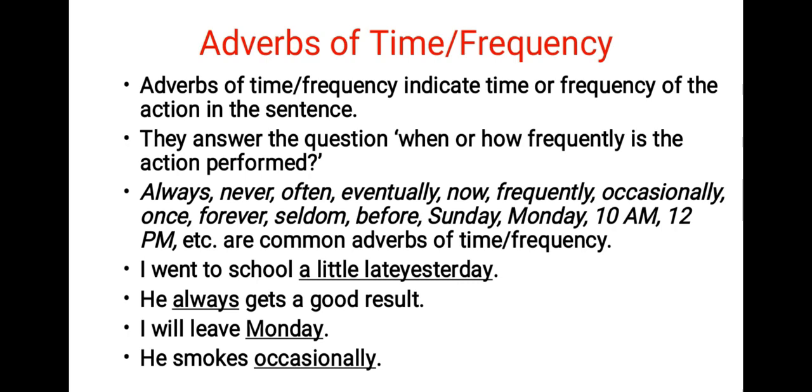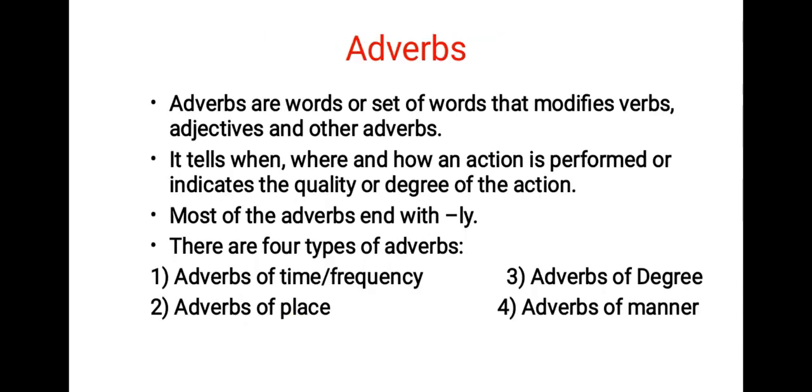Here we say I went to school a little late yesterday. Went is a verb and a little late modifies it, that I went to school but a little late. He always gets a good result, so always is modifying the result of the person. I will leave Monday. When will I leave? On Monday. So here it is modifying the verb as well. And he smokes occasionally, so when does he smoke? He smokes occasionally. Here this occasionally is also modifying the verb smoking.